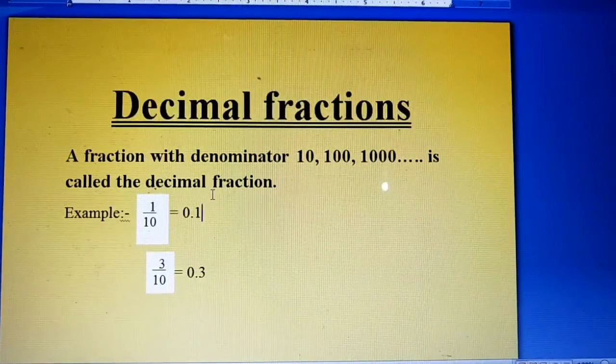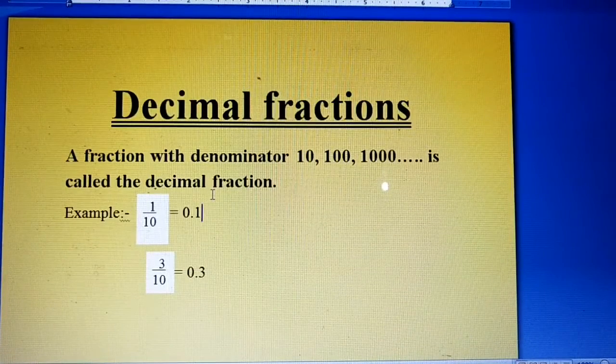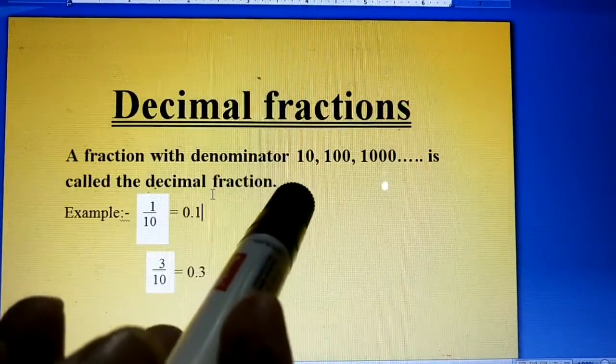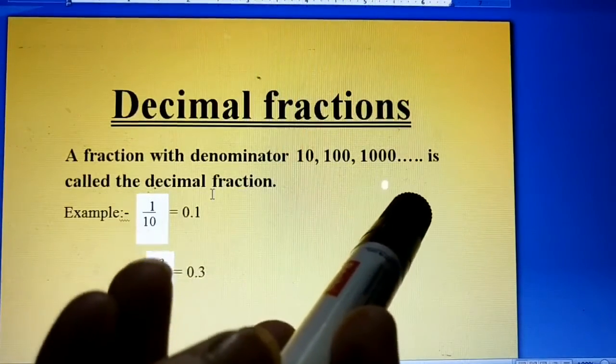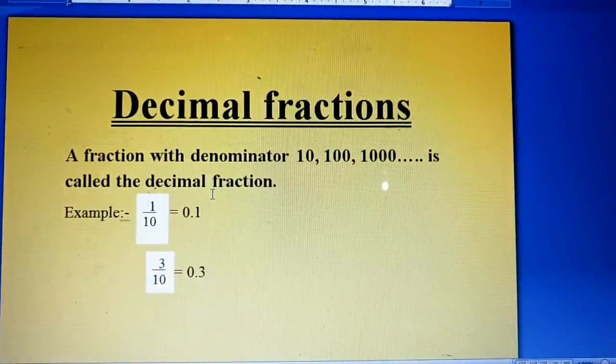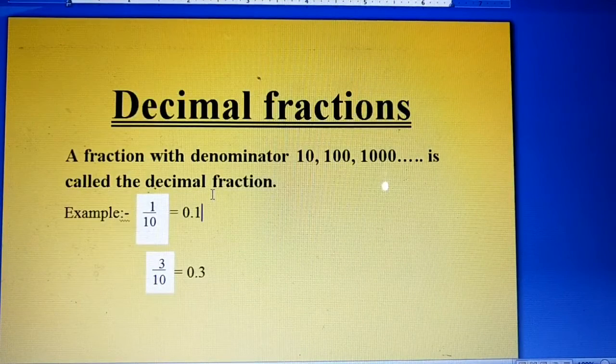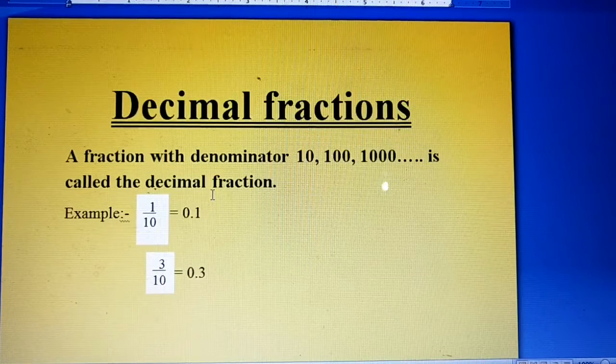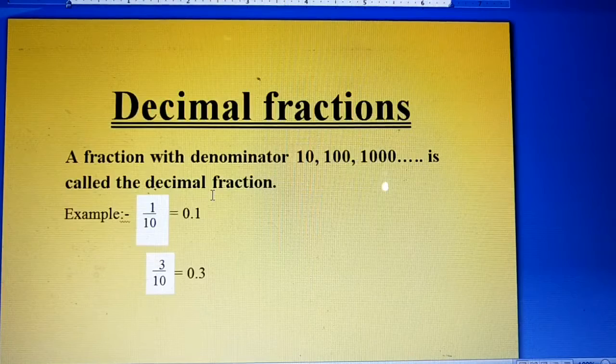Now let us see what the decimal fractions are. A fraction with the denominator 10, 100 or 1000 is called a decimal fraction. For example, 1 upon 10. What is the denominator here? 10. So it is a decimal fraction. We can write it as 0.1. Like this, 3 upon 10 is also a decimal fraction. We can write it as 0.3.